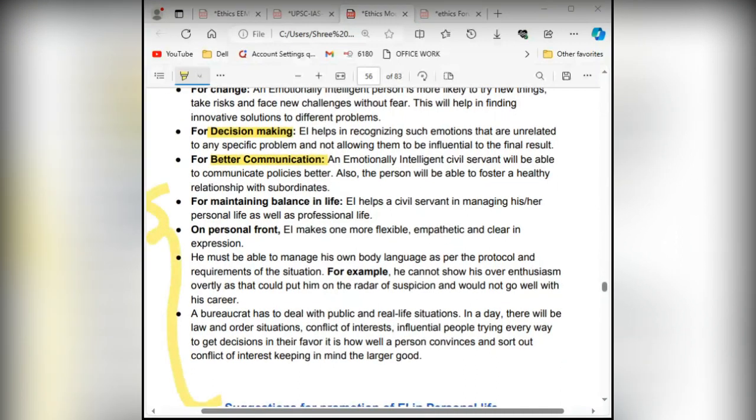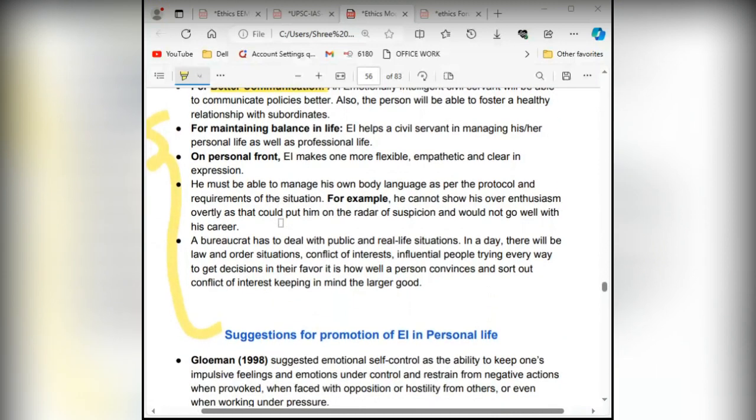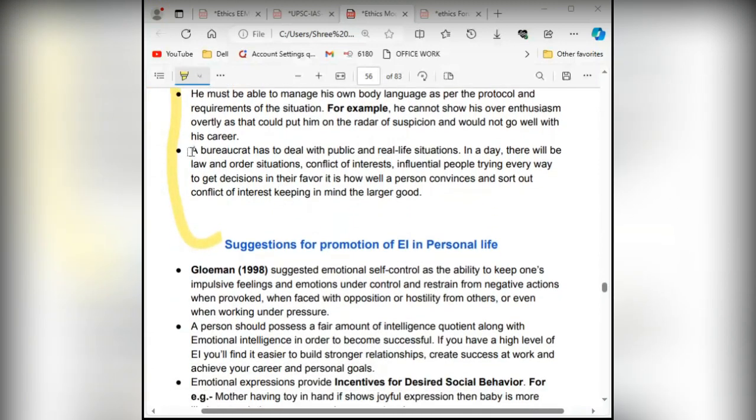Again, I would say the point has relevance, but unless you add solutions or some real life examples, it will not make any sense to me or to anyone. So try to add as many examples as you can. This is a good paragraph.